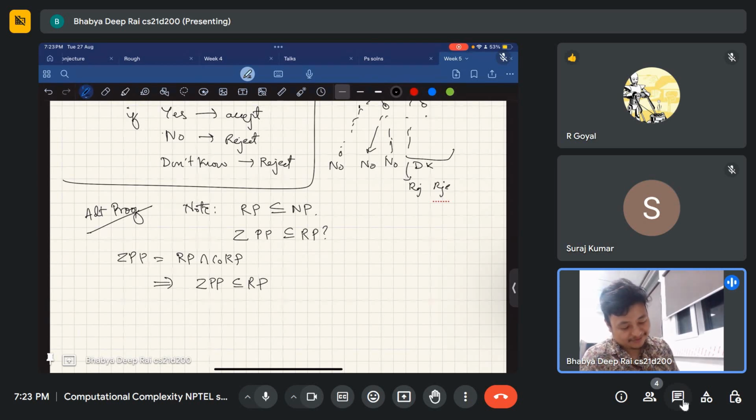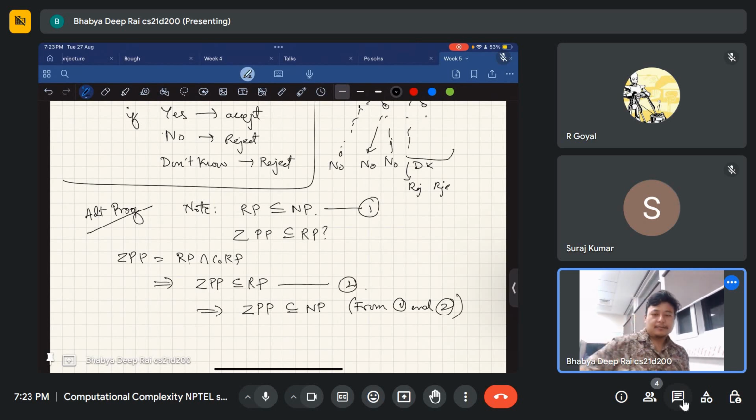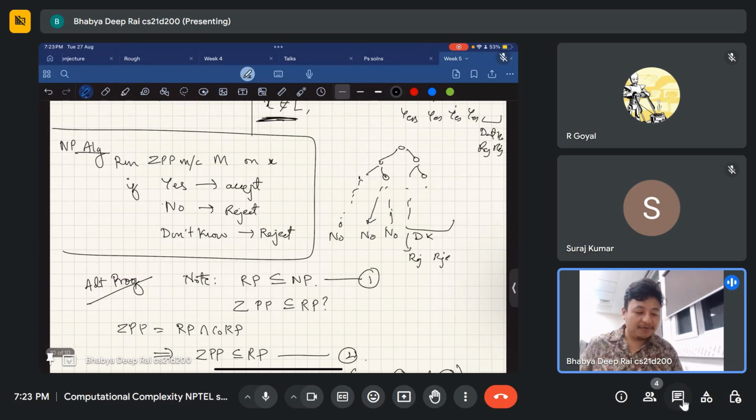Good. So, what does this mean? This means that ZPP is contained in RP, let me call it 1, and RP is contained in NP, let me call it 2. So ZPP is contained in NP from 1 and 2. This is an alternate proof for it, and that algorithm was another proof for it.